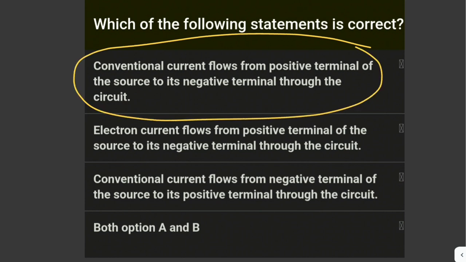Conventional current flows from positive terminal of the source to its negative terminal through the circuit. Electron flow is the flow of electrons which actually occurs in a circuit. The electron current flows out of the negative terminal of the source through the circuit. The conventional current was chosen as a convention at the time of discovery of electric currents. It assumes that the flow of current is out of the positive terminal of the source through the circuit to its negative terminal.